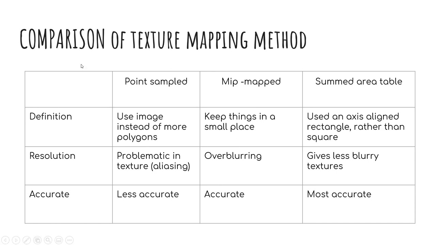Okay, so next we go to the comparison of texture mapping methods. As Zul has discussed the methods, I will just give a big picture of the difference. As we can see here, the most accurate method goes to the summed area table, because it gives less blurry textures compared to the other two.